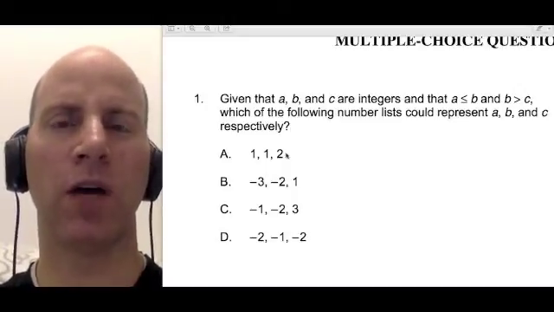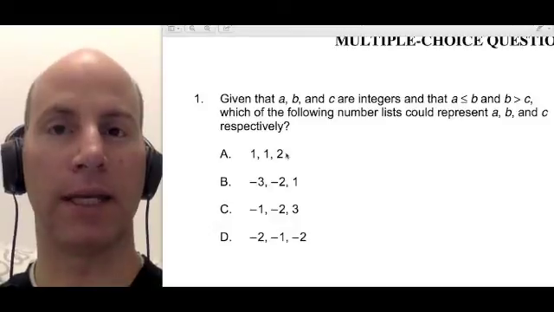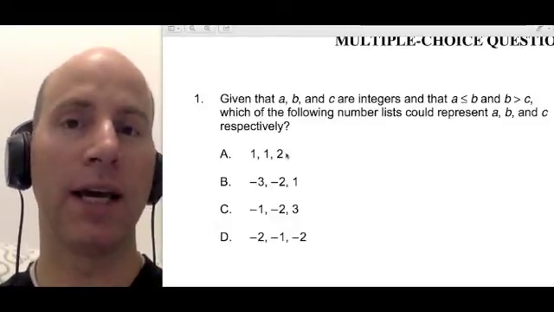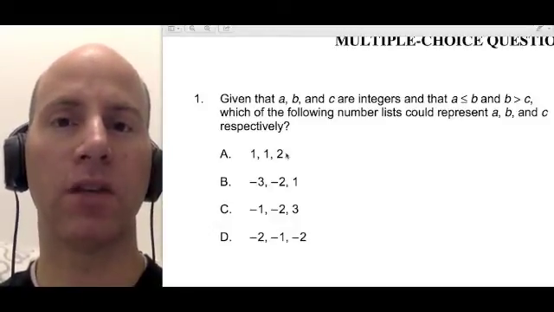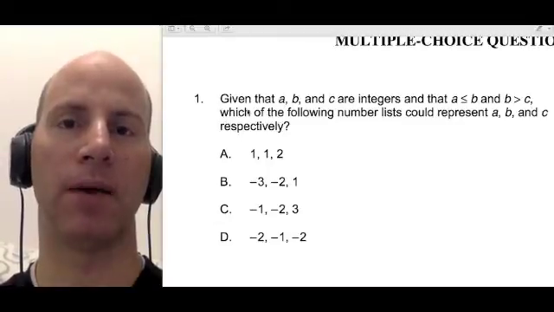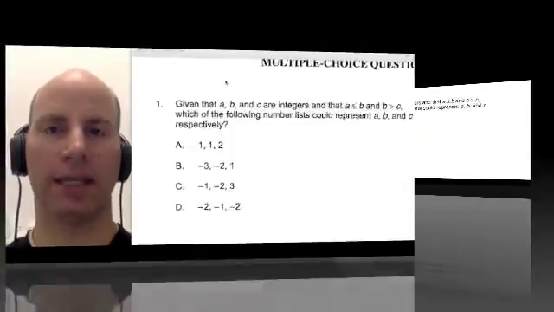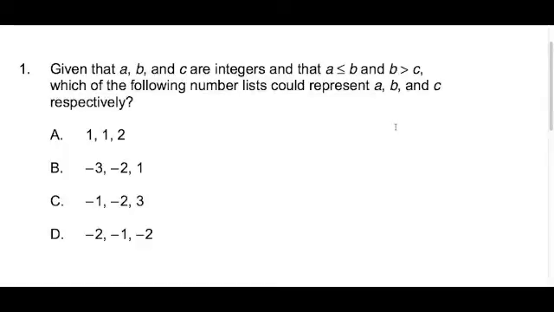First thing I'm going to do, I always want to read the problem. And if I didn't say this before, this is problem 1 on the 53 MTEL math exam. It goes something like this. Number 1, given that A, B, and C are integers, and that A is less than B and B is less than C, which of the following number lists could represent A, B, and C respectively? And then it gives us these answer choices.